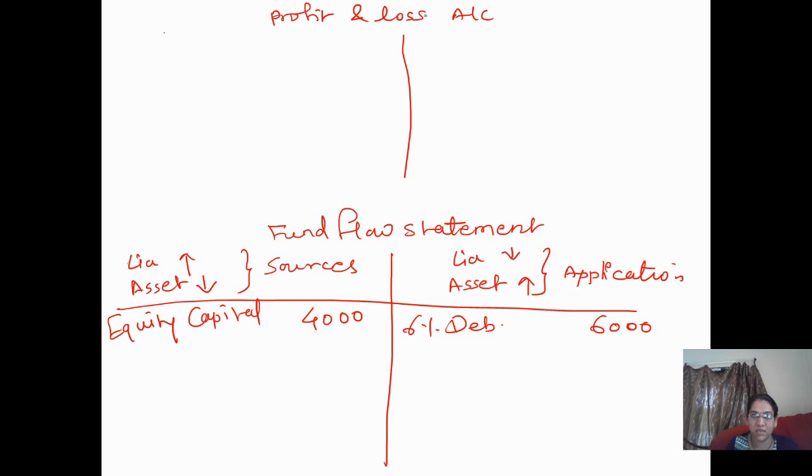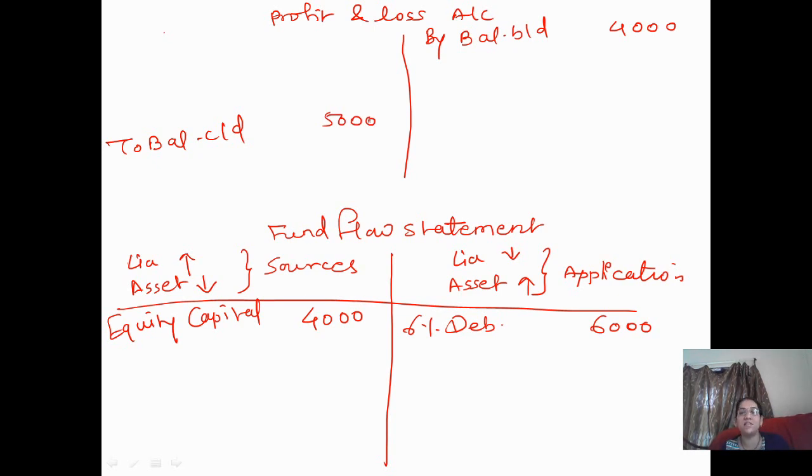By balance, under the profit and loss statement. By balance, write down the opening balance on the credit side. What is the amount? 4,000, and the closing amount, to balance carried down, is rupees 5,000. For liabilities, the opening balance is credited and the closing balance is debited.